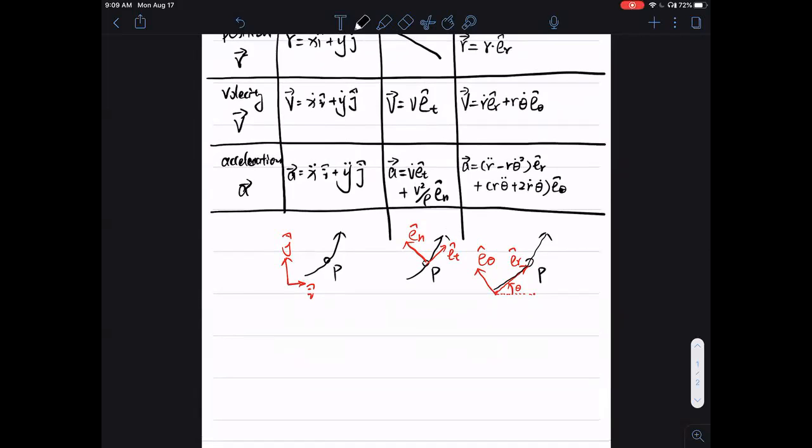Any questions before we move on to our examples? Of course, this one looks like the hardest one, right? More complicated. We'll see that. We're going to do an example for the polar coordinate system.